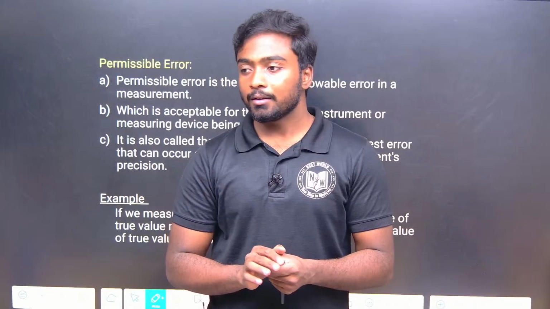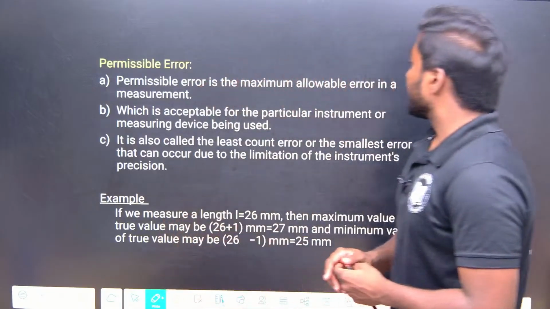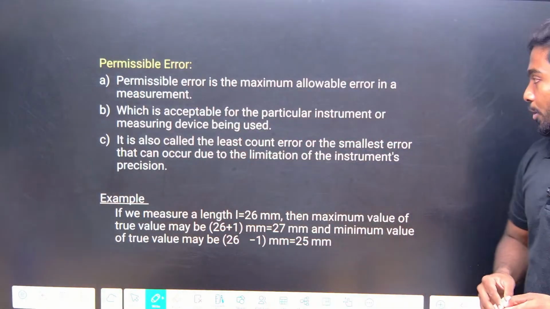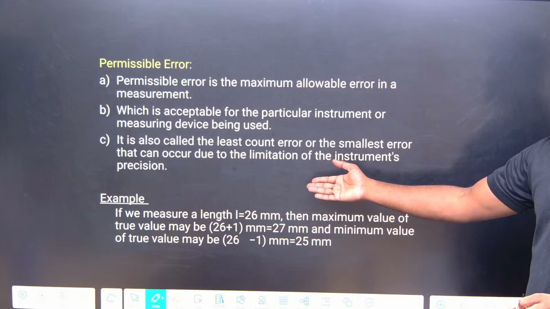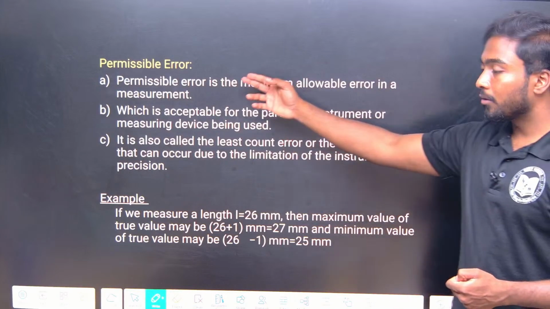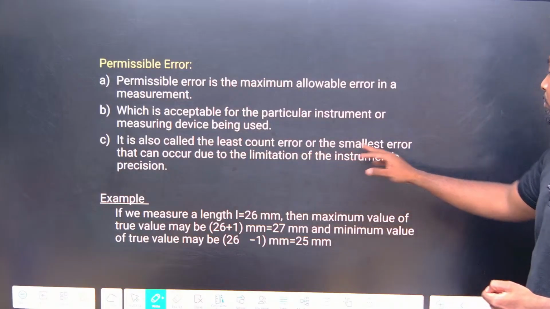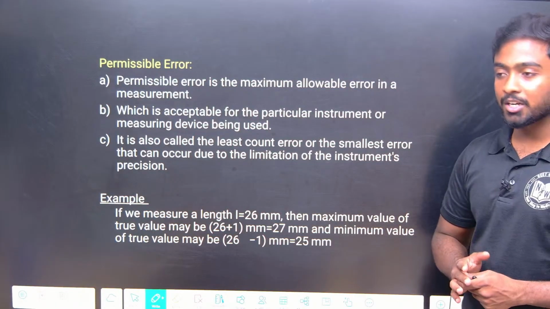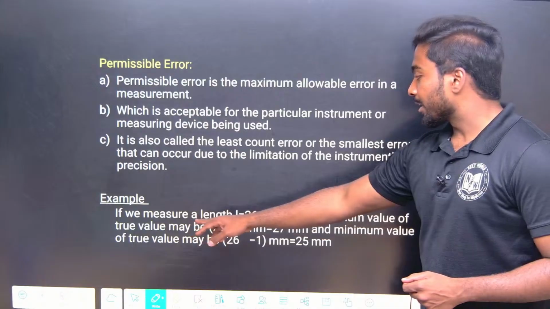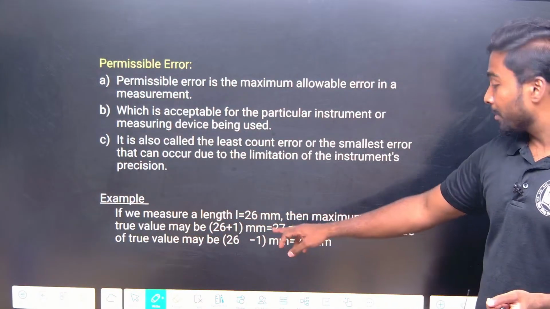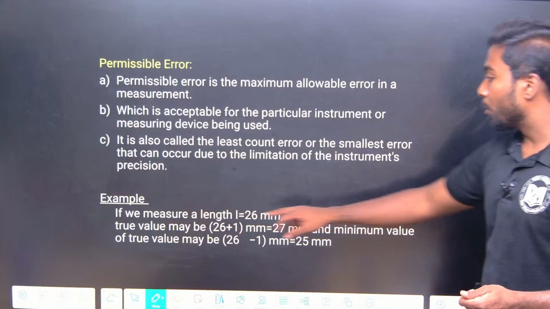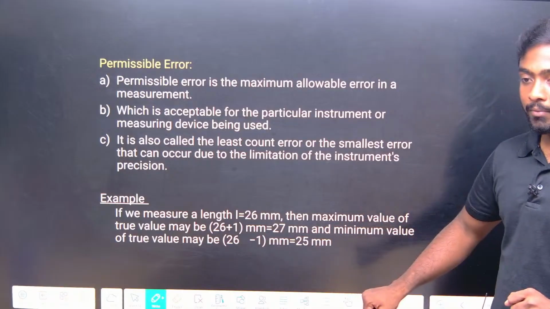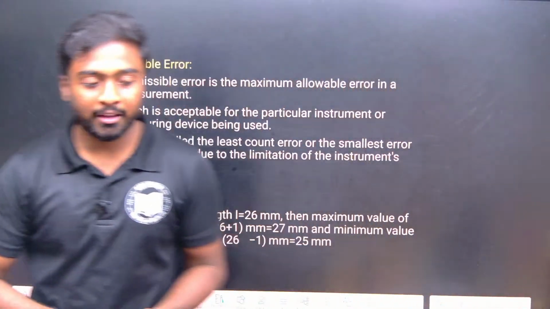That error is called a permissible error, which is acceptable for the particular instrument or measuring device being used. It is also called a least count error. Permissible error or least count error, we can say. It is the smallest error that can occur due to the limitations of the instrument's precision. Example: if you measure a length L equal to 26 millimeter, then the true value may be 26 plus 1 or 26 minus 1. It can exceed by 1 or it can decrease by 1.